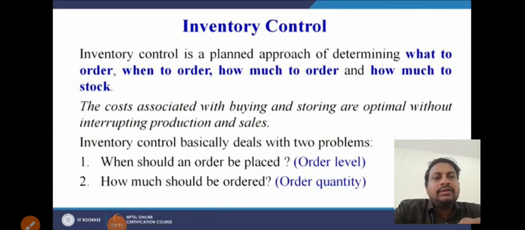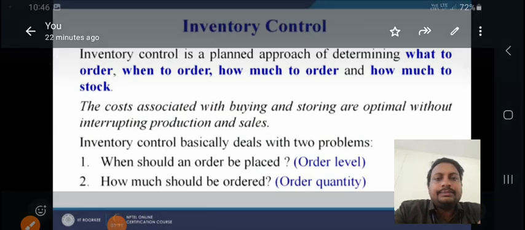Inventory control is a planning approach determining what to order, when to order, how much to order, and how much to stock, so that the costs associated with buying and storage are optimal without interrupting production and sales. The main things are when we place the order, how many times we place the order, and how much quantity we order.